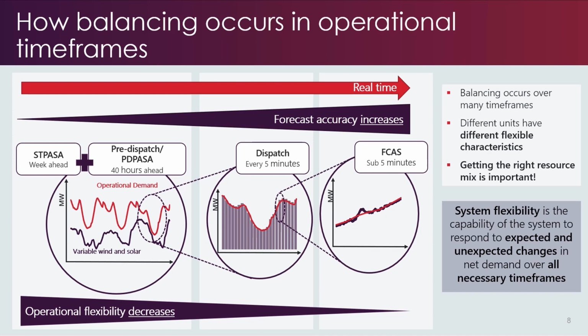So what this tells us is that flexibility is key to balancing the system over different timescales. This system flexibility concept is the capability of the system to respond to expected and unexpected changes in supply and demand over all necessary timeframes. You can see that it's important to know what is turned on and to be able to ensure that we have the right resource mix when we need it to maintain the supply-demand balance.